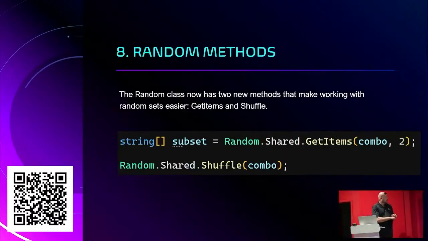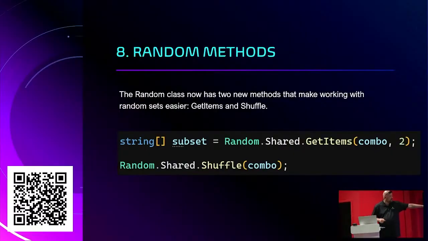Number 8, random methods. Random used to be more difficult to get right because it's not thread safe by default unless you instantiate it properly and make sure you're doing all this stuff. Now we have just Random.Shared, which is thread safe. You can just use it. There's no need to instantiate a Random. You just go ahead and say Random.Shared. You're good.